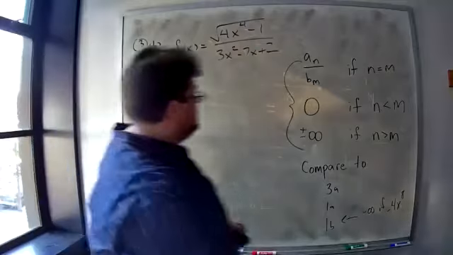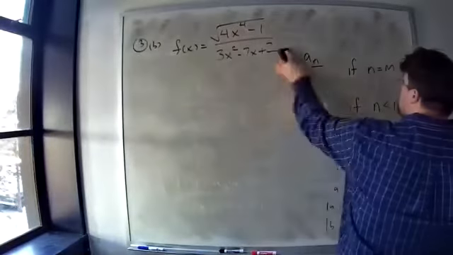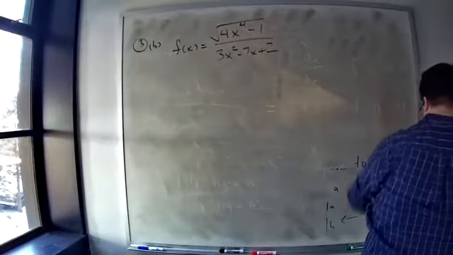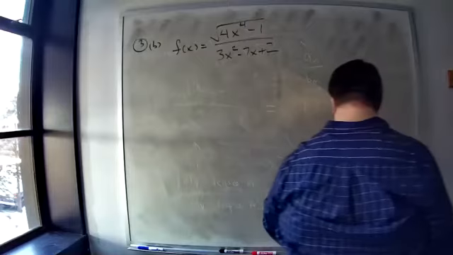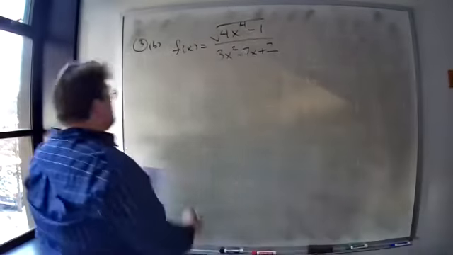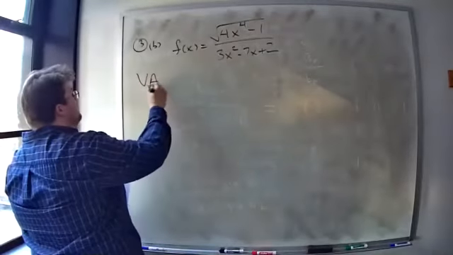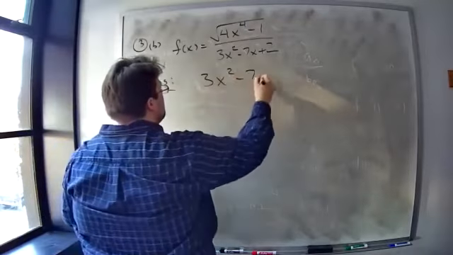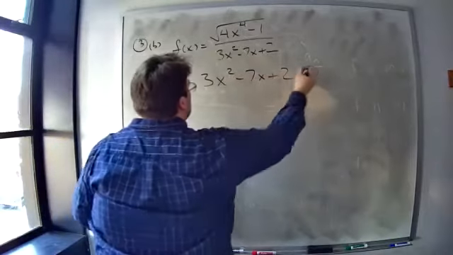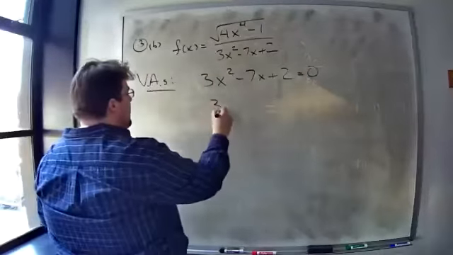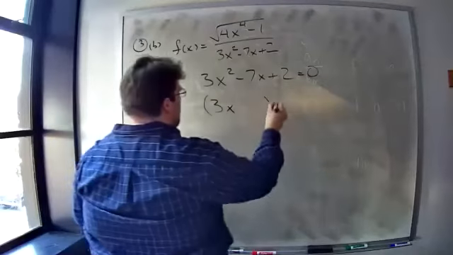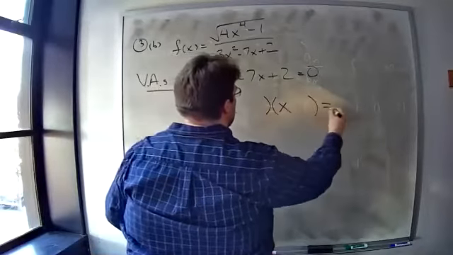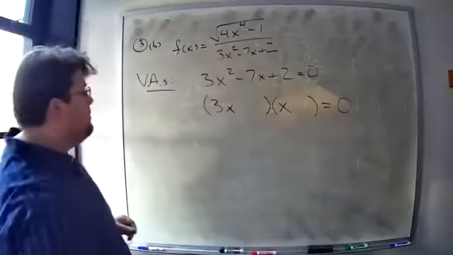So here we have this function. We need vertical and horizontal asymptotes. Well, again, for vertical asymptotes, we'll set the bottom equal to 0 and see what we get. Well, what happens here? Does this factor? It does factor. Why does it factor? Well, I set it up to factor.